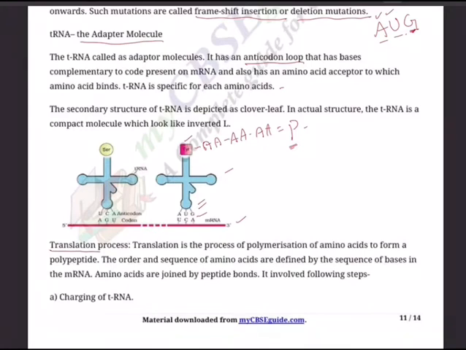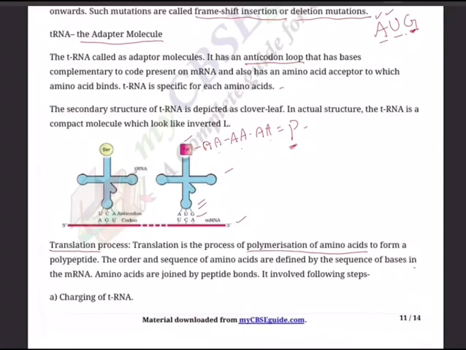I said for protein synthesis, two steps are a must. One is transcription, that is DNA to mRNA. Second is translation, mRNA to protein synthesis. So translation is the process of polymerization of amino acids, many amino acids, 1, 2, 3, to form a polypeptide, and that polypeptide is protein. The order and sequence of amino acids are defined by the sequence of bases in mRNA.